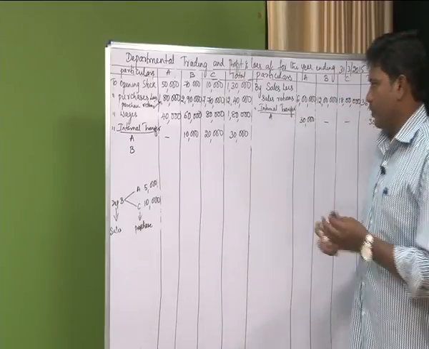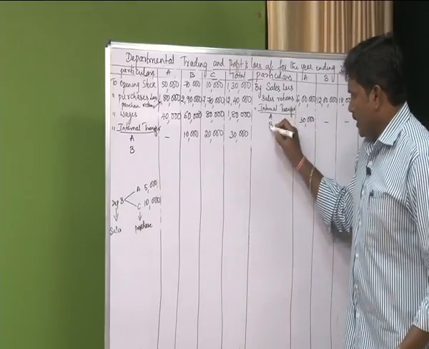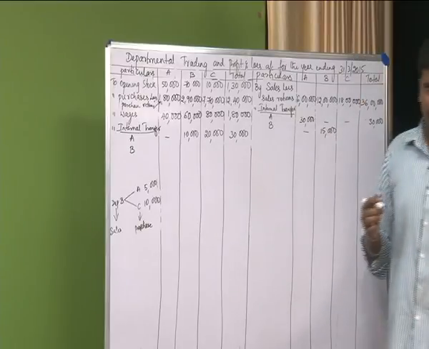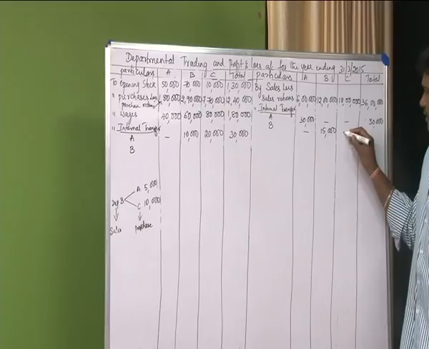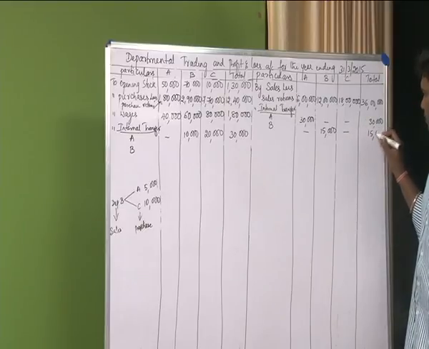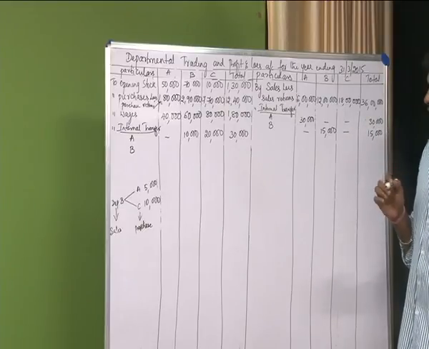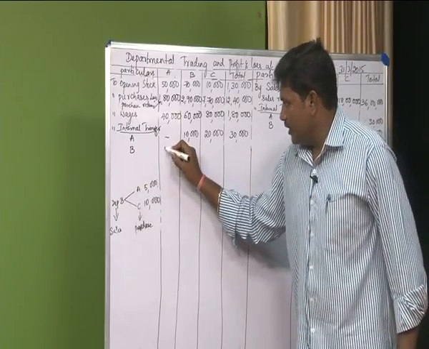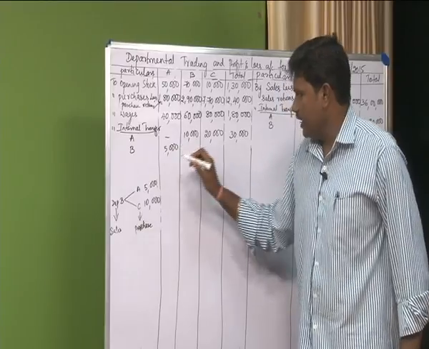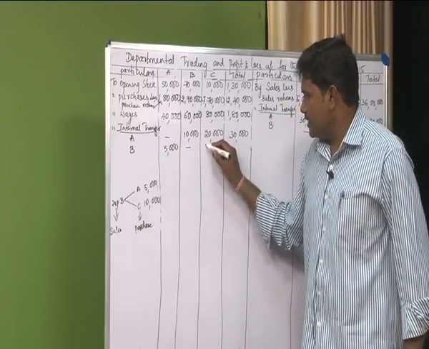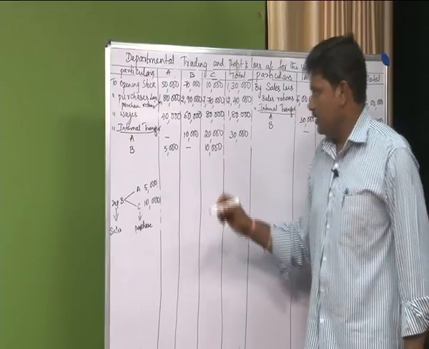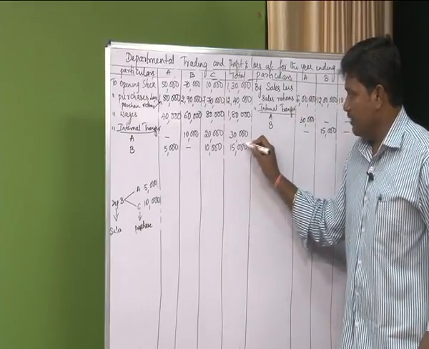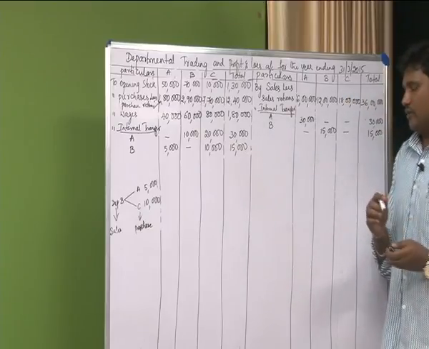So for B, 15,000 is treated as sales. The same 15,000 will be written in the total. B has transferred 5,000 worth of goods to A and 10,000 to C. Therefore 5,000 plus 10,000 is 15,000. See, the total column will be the same.